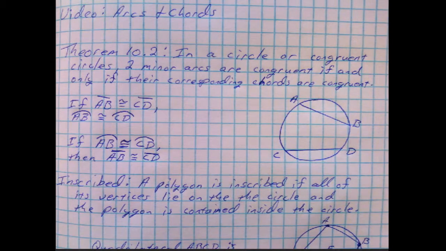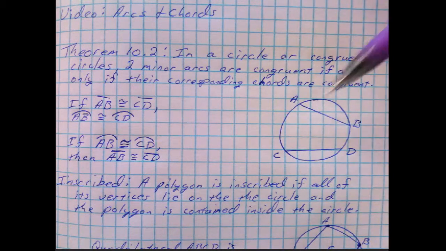Welcome back. So today we're going to be talking about arcs and chords. We're going to start out with a theorem and some vocabulary. Theorem 10.2 says in a circle or in congruent circles, two minor arcs are considered congruent if and only if their corresponding chords are congruent.